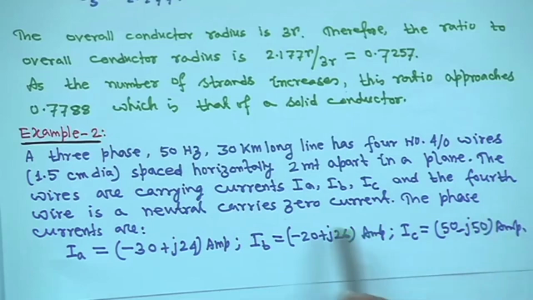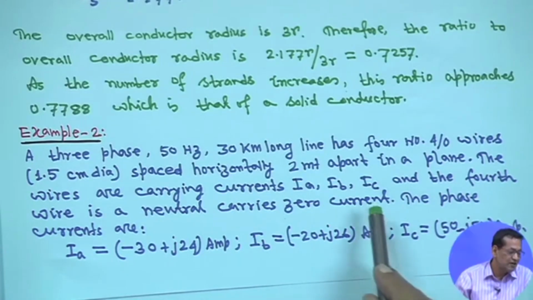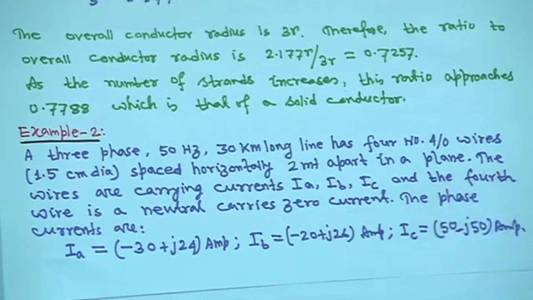One thing is there, in the problem the neutral current may not be mentioned, but if you add IA plus IB plus IC, and it becomes 0, it means the current through the neutral is 0, although it is mentioned in this numerical, right.